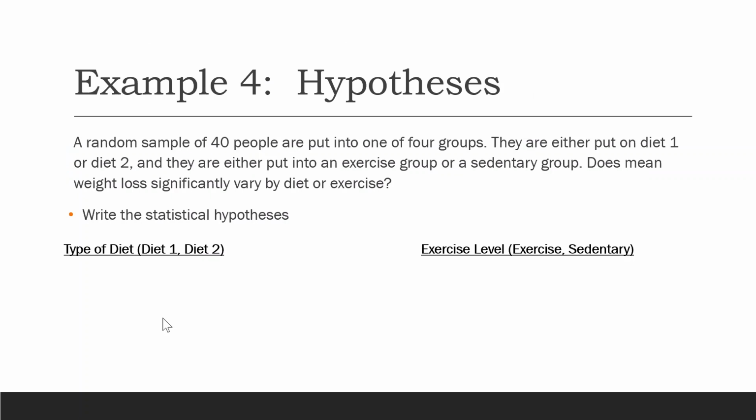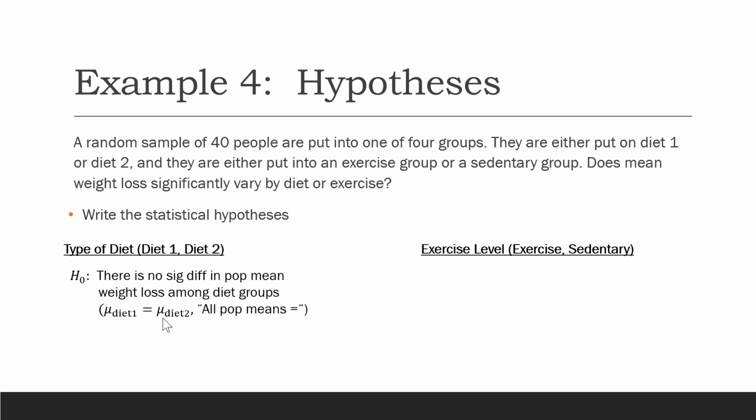So I'm going to look at the factor type of diet first. Remember, it takes on the values diet 1 and diet 2. The null hypothesis is that those means are going to be equal in the population. Alternative hypothesis is that those means are not going to be equal. Now, I can write this easily in symbols because for the diet, there's only two groups there. So I can write this using symbols pretty easily. But I'm going to show you one way that we can write it in words.